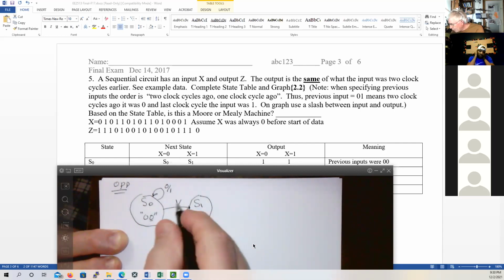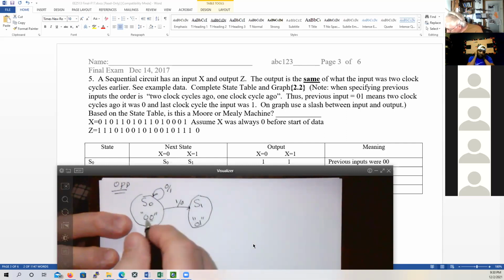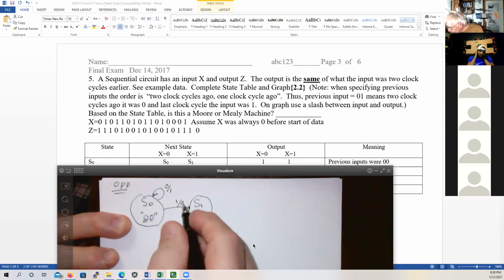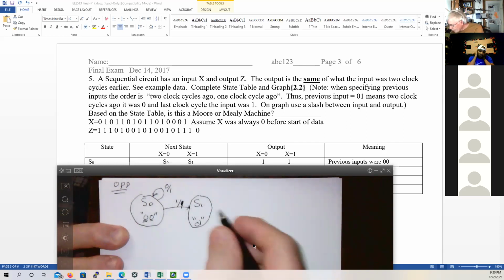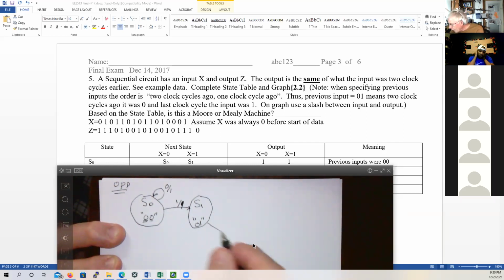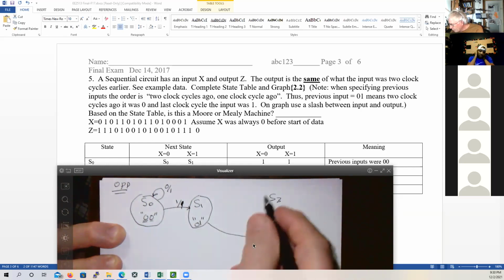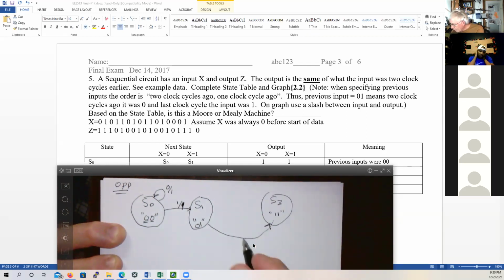And then what are we outputting? We're outputting the opposite of what it was 2 clock cycles previously. It was a 0, so the opposite is a 1. Now we're in S1, with 2 possibilities. We get another 1. That sends us all the way over to S3, where we remember 2 1s, and we output the opposite of 2 clock cycles earlier. It was a 0, so now it's the opposite, 1.